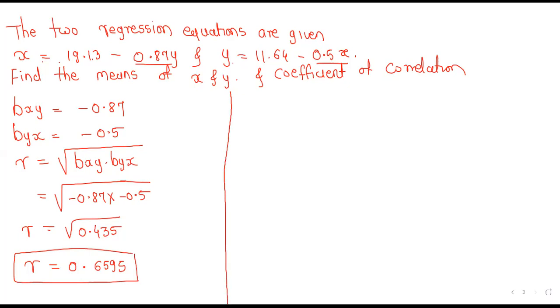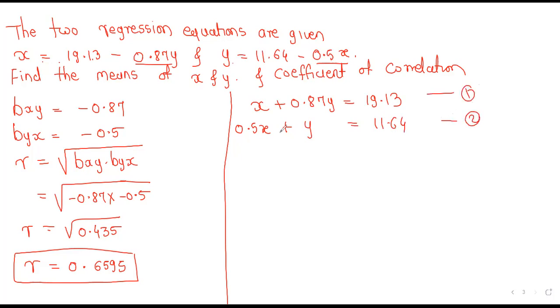Now we calculate x bar and y bar. For finding the x bar and y bar, we have to solve these simultaneous equations. Okay, so we can rewrite this as, minus आहे इकडे गेले की plus होईल, x plus 0.87y is equal to 19.13, and here we can write this as 0.5x plus y is equal to 11.64. Give it as equation 1, give it as equation 2.